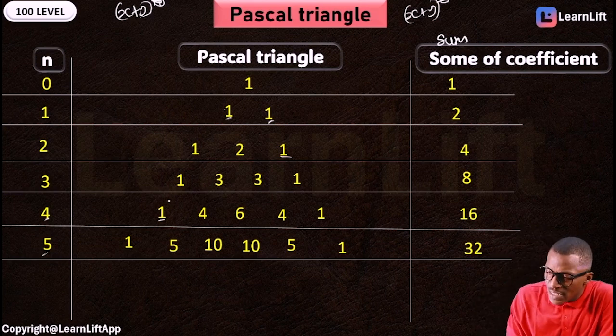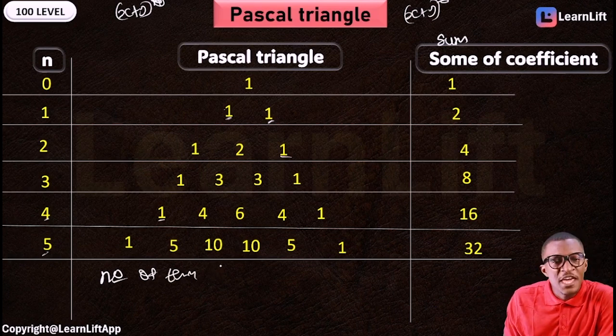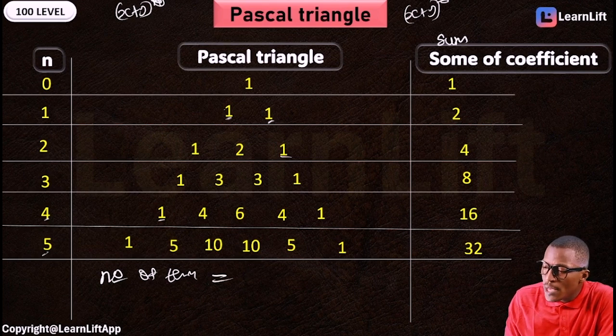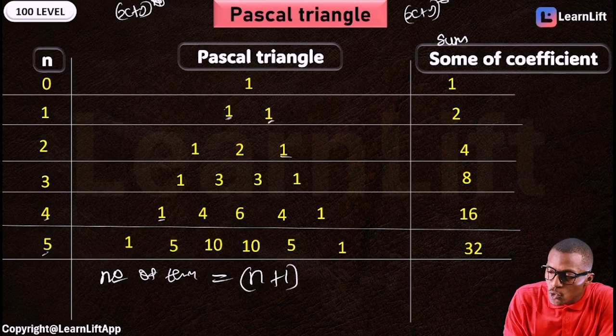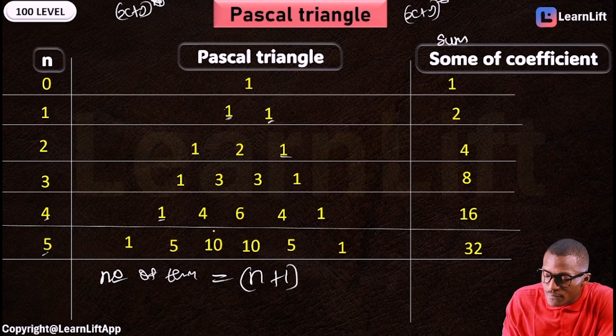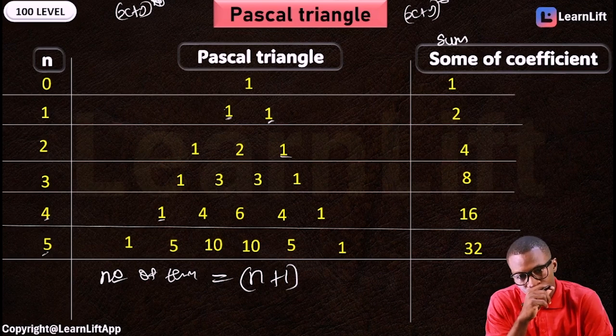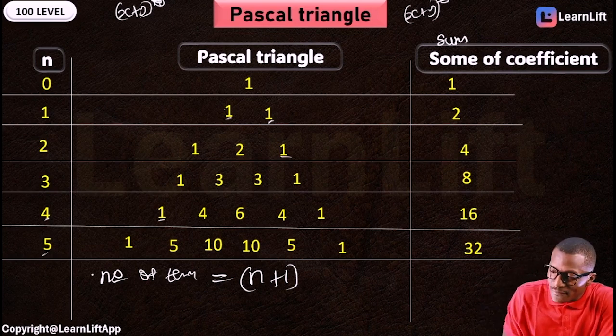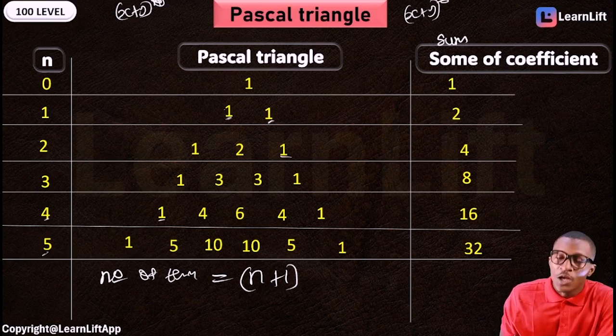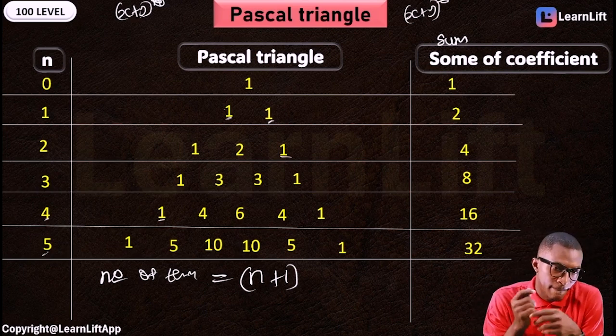It means that the number of terms of a binomial expansion is equal to n, which is the power, plus 1. So here n was 2. What's the number of terms? n plus 1, that's 3. You can see that it has 3 terms here. Here n is 5. How many terms do we have? 1, 2, 3, 4. So if it's 6, we're going to have 7 terms.